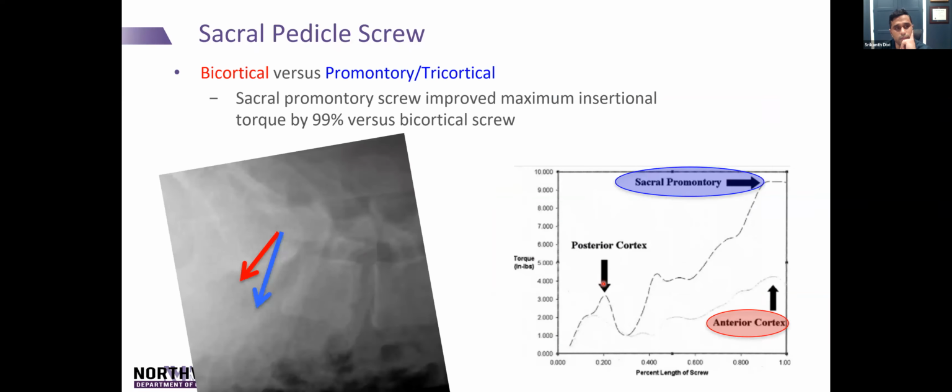Now we talk about bicortical fixation versus tricortical. Tricortical, in biomechanical studies, has been shown to have a much higher resistance to pull out and insertional torque compared to bicortical screws. So if possible, you aim up towards the sacral promontory and medialize it.